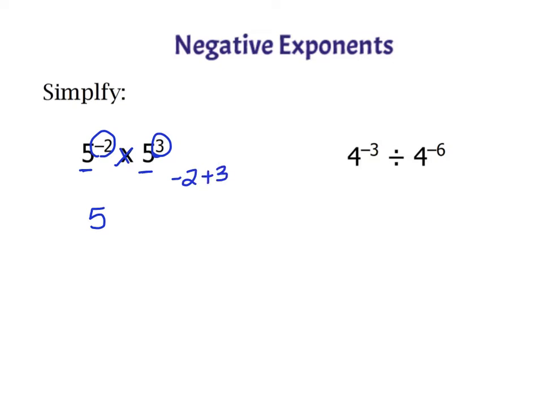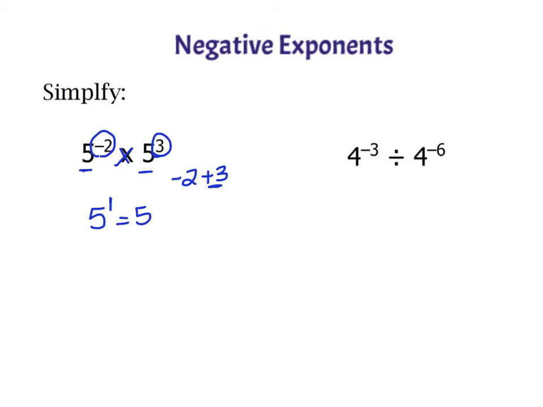If we need to go off to the side, -2 plus 3. I see that they're different signs, so I'm going to subtract. 3 minus 2 is 1. I have more positives, my +3. So I get 5 to the first power, which is the same thing as 5. And if you look back at the way we did it originally, you'll see that we get the same answer.